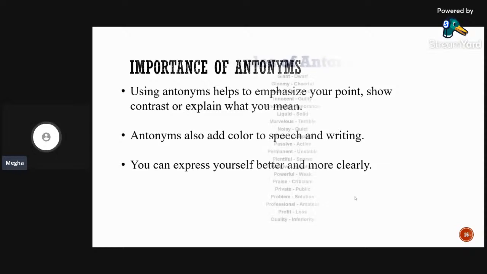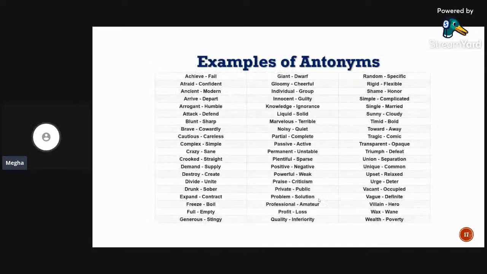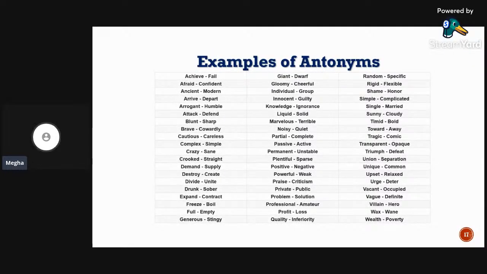So it is the same way as synonyms. Okay, let's see the examples of antonyms, and then let's wind this up and start with the next topic. Okay, just see: achieve, fail, afraid, confident, ancient, modern, arrive, depart. See how different it can be, right? Just go through these. I'll give you 2 minutes, and then we'll begin with the next topic. Guys, 2 minutes. It's 3:02 now. We'll start at 3:04. Okay.